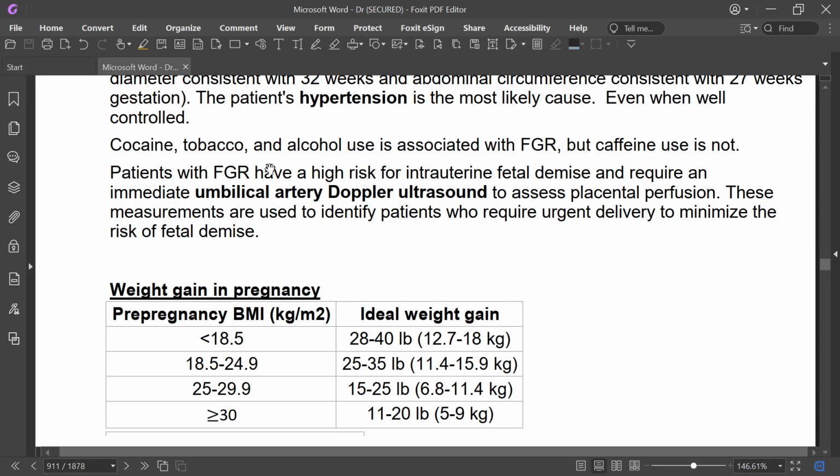Patients with fetal growth restriction have a higher risk of intrauterine fetal demise and require umbilical artery Doppler sonography to assess placental perfusion. These measurements are used to identify who requires urgent delivery to minimize the risk of fetal demise.